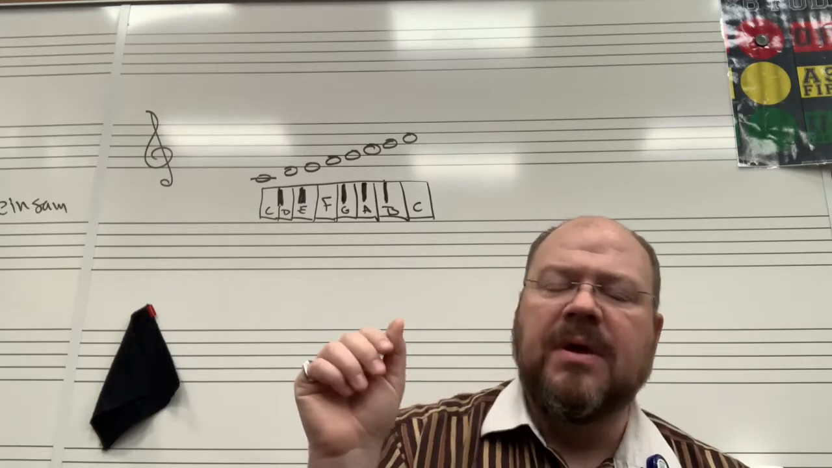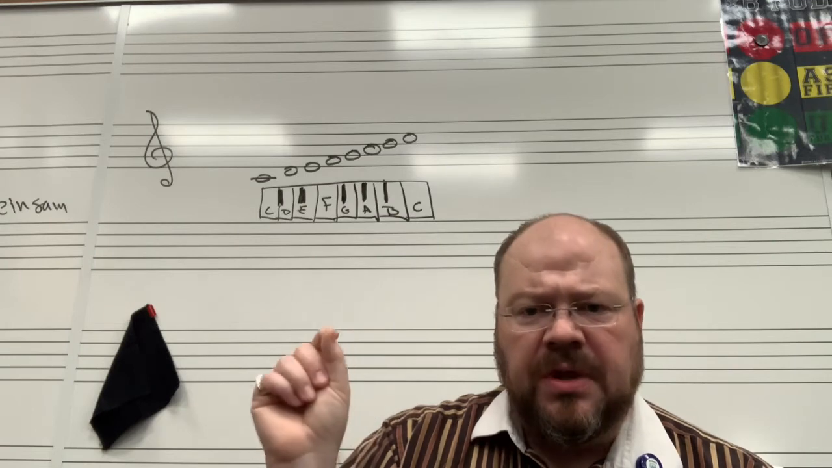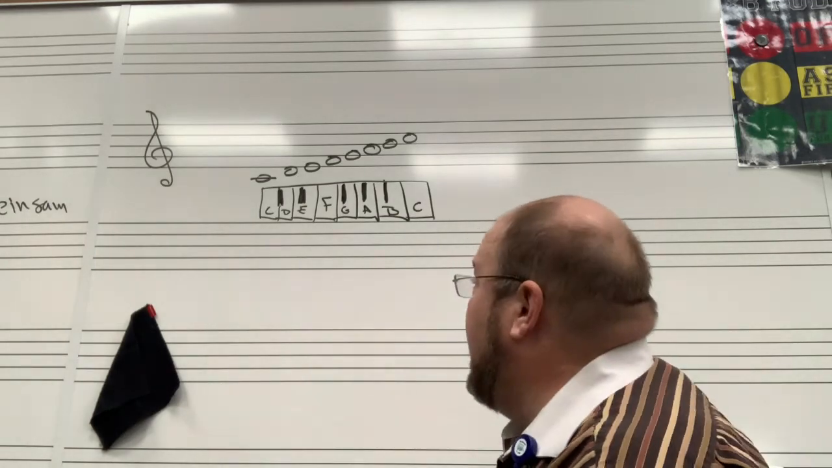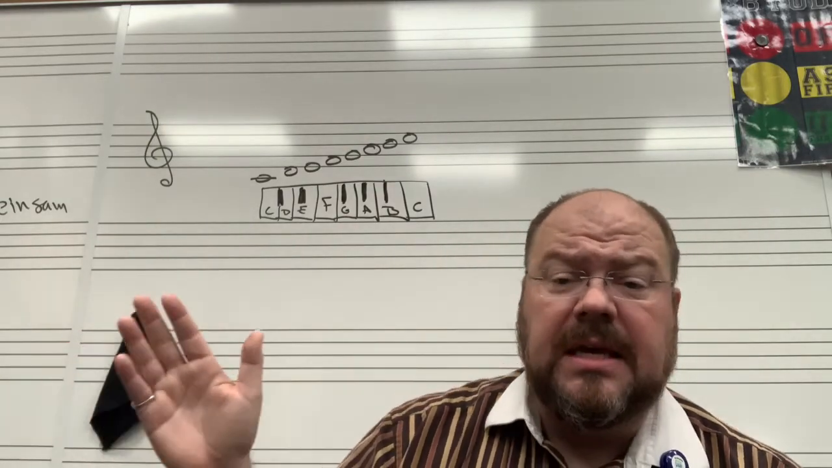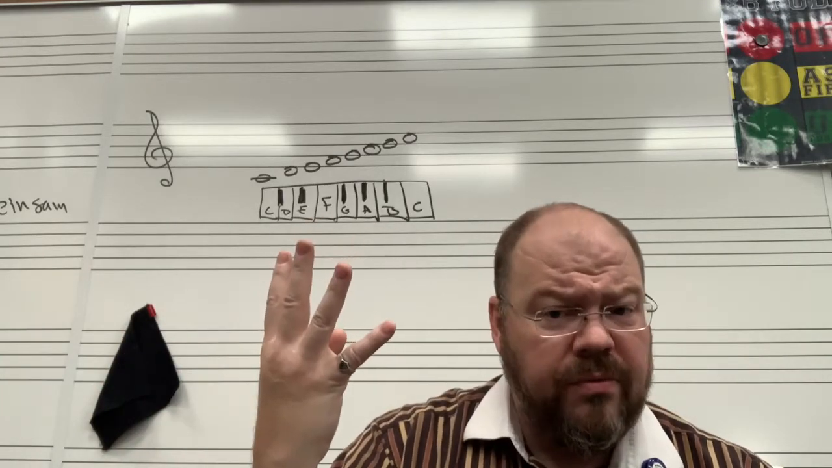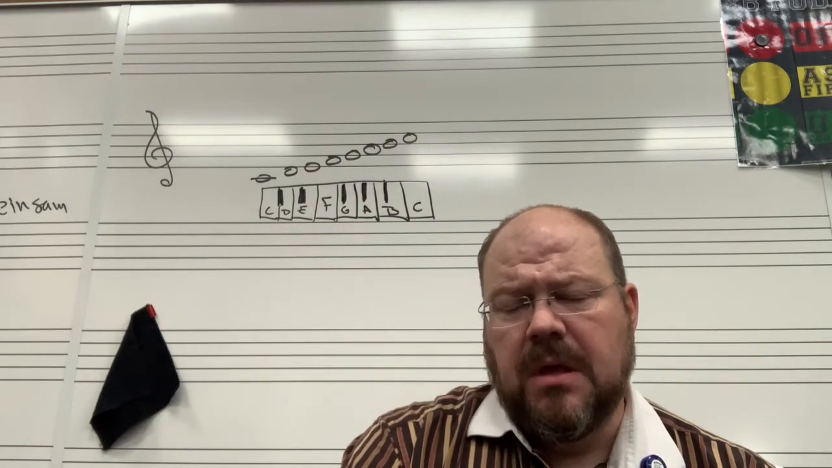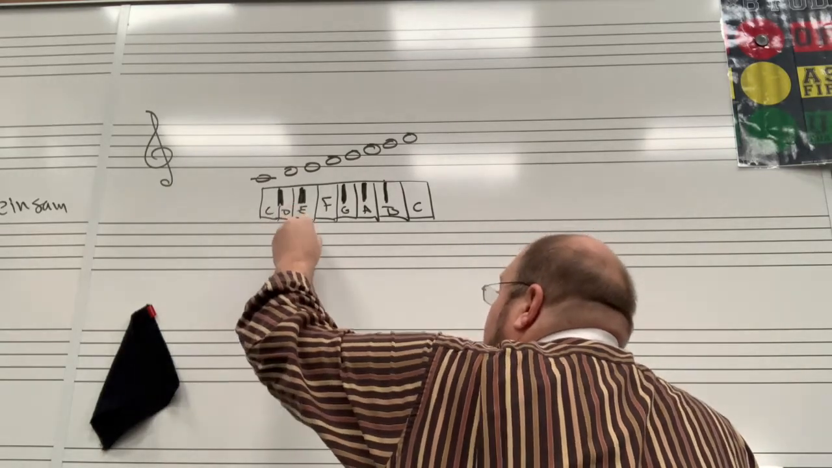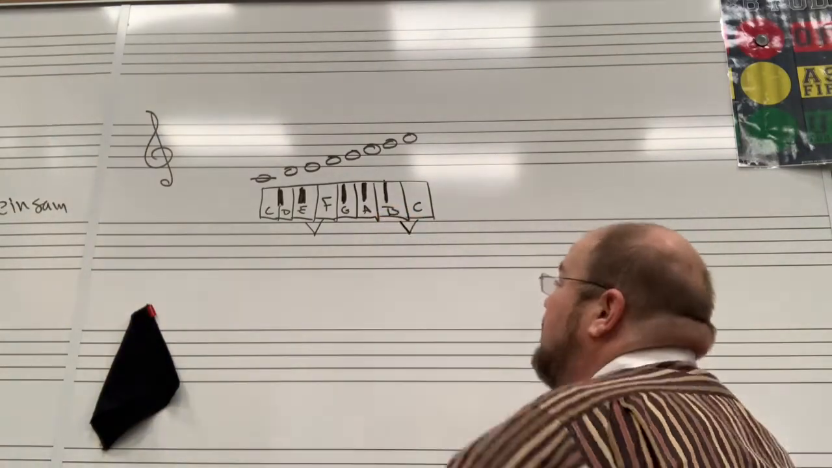And a half step is the smallest unit of distance between two notes. And so in this case, in the key of C, and really in any major key, half steps are located between the third and fourth scale degree and the seventh and eighth scale degree. So pay attention. We've got a half step here between E and F. There's a half step there, and then there's another half step between B and C.